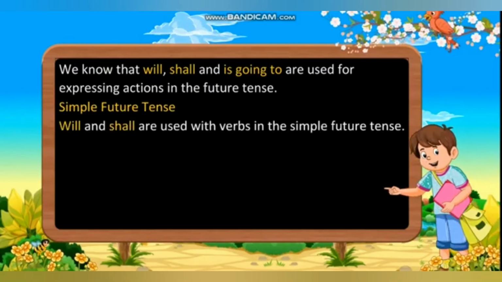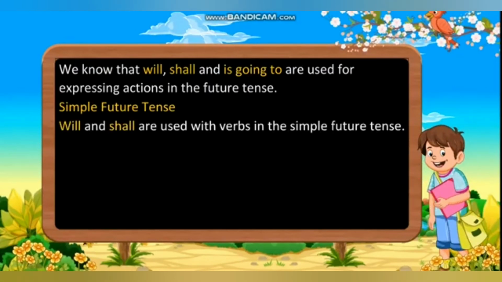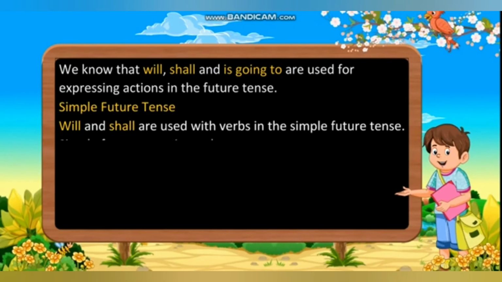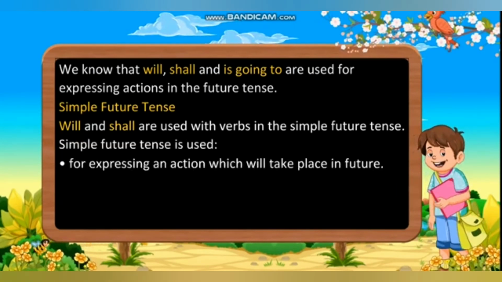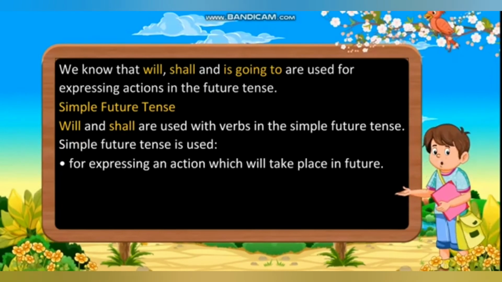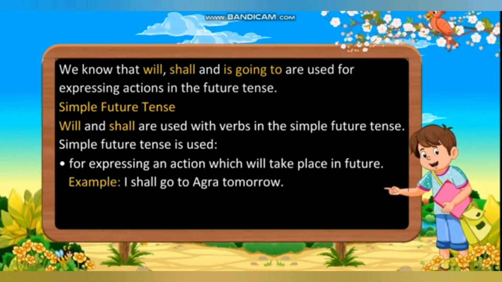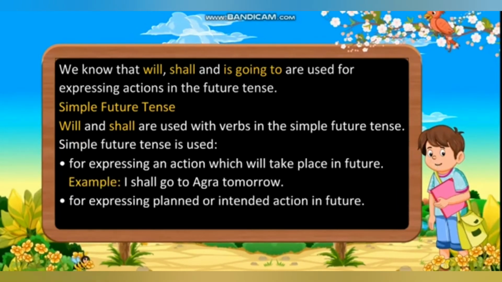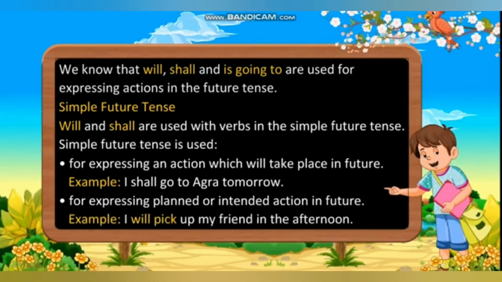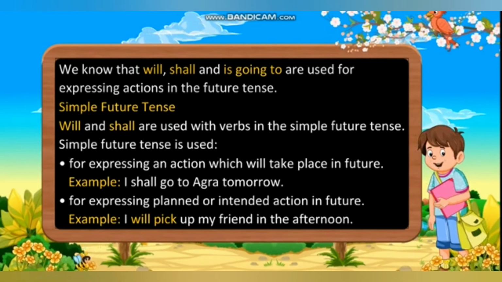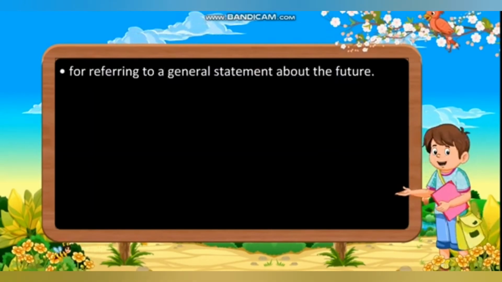Simple future tense. Will and shall are used with verbs in the simple future tense. Simple future tense is used for expressing an action which will take place in future. Example, I shall go to Agra tomorrow. For expressing planned or intended action in future, I will pick up my friend in the afternoon.